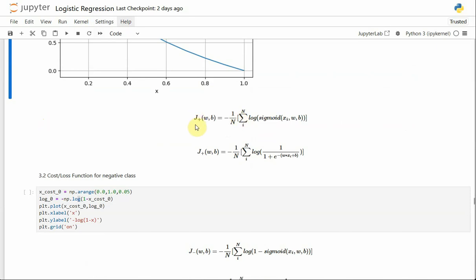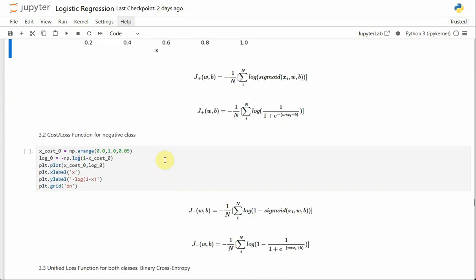We will compute a cost function as a sum of logs of sigmoid function values divided by the number of data points and taken with a negative sign. So this is a general equation, and this is a more precise, exact mathematical equation.